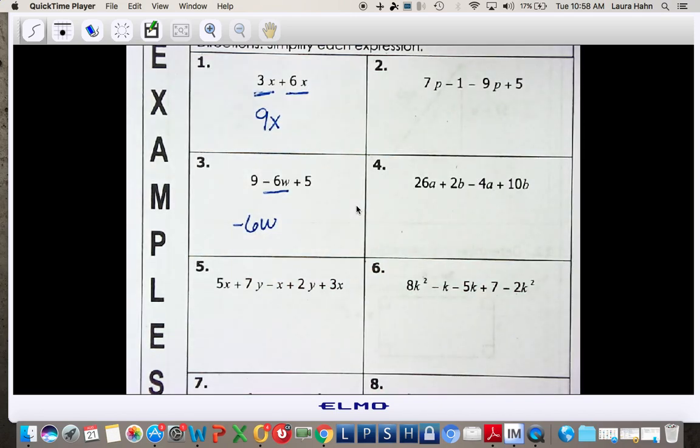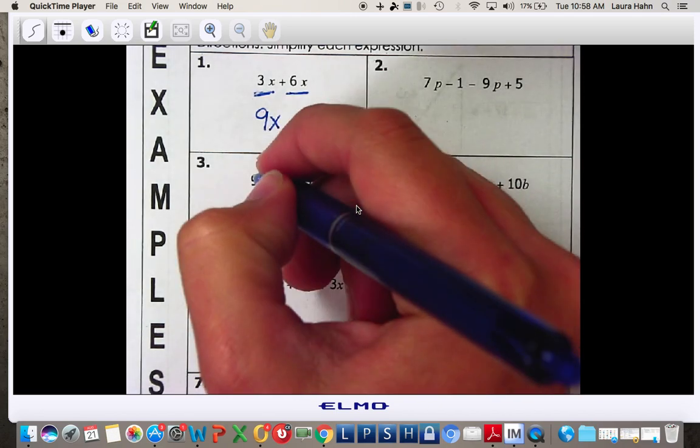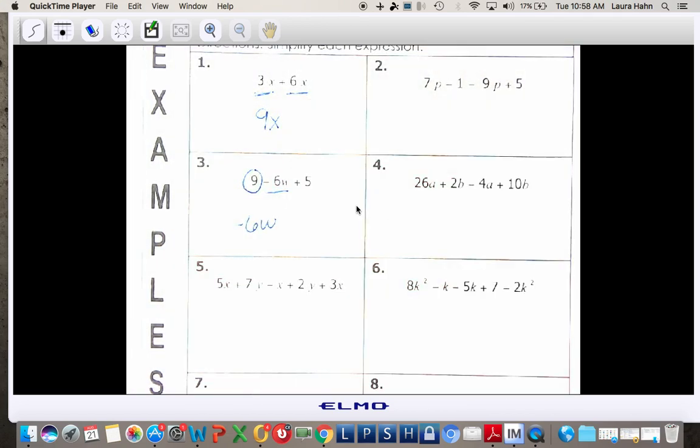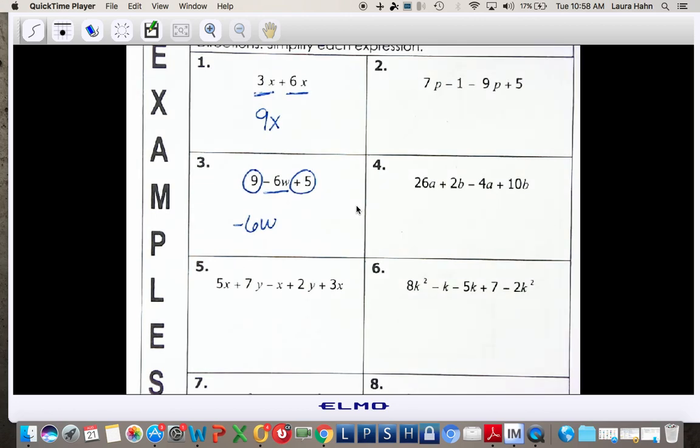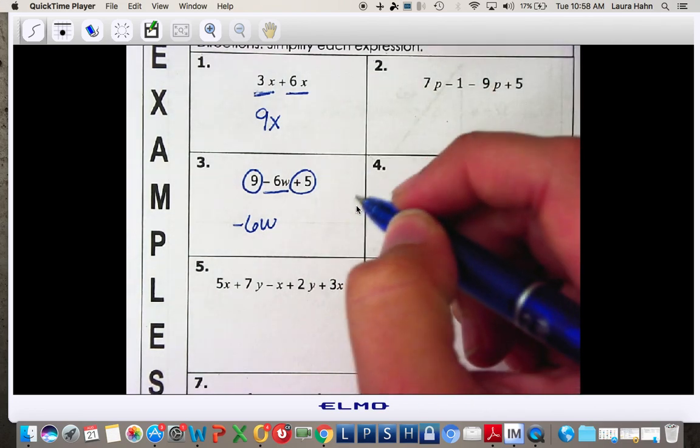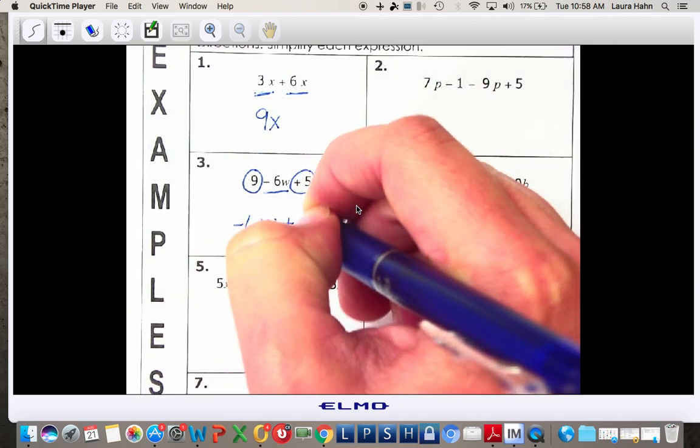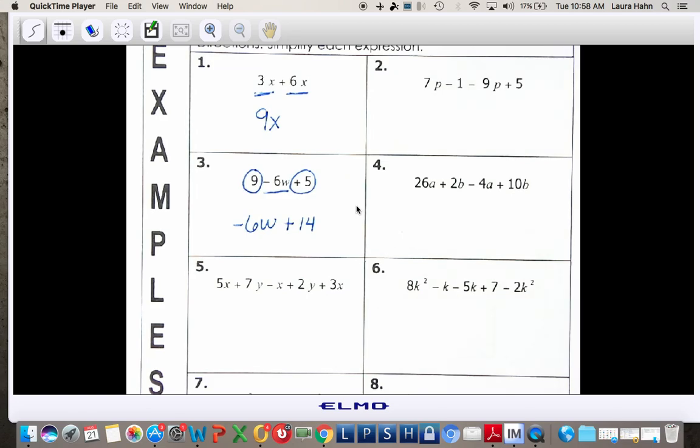Okay, now I focus on my regular numbers. I see a positive 9, and then I see this value right here, which is a positive 5. So my regular numbers, I add up. 9 plus 5 gives me a positive 14, so I'm going to put a plus 14.